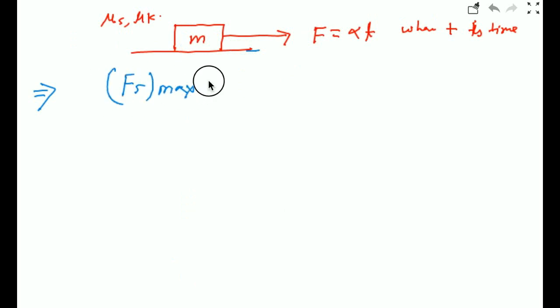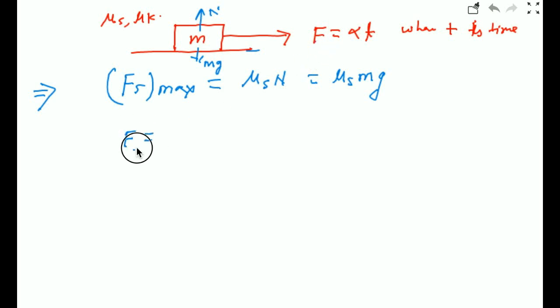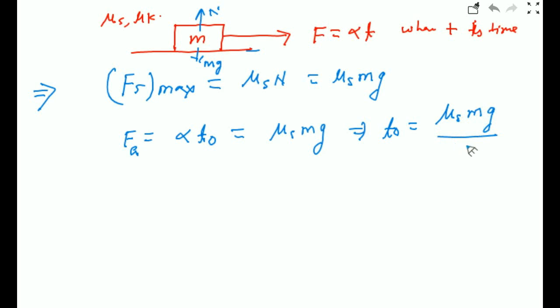So the maximum static friction force will be mu s into N, and N here is mg. So you can write mu s into mg. Now, what is the applied force? Given applied force F equal to alpha into t. At t naught, this force is equal to mu s mg, so the applied force is equal to the maximum static friction force. So what is that time? T naught equal to mu s mg by alpha.